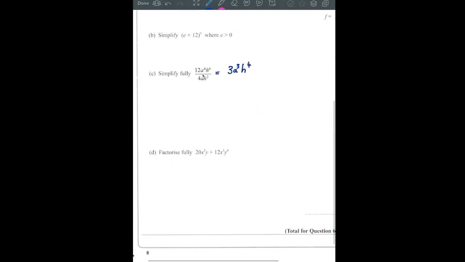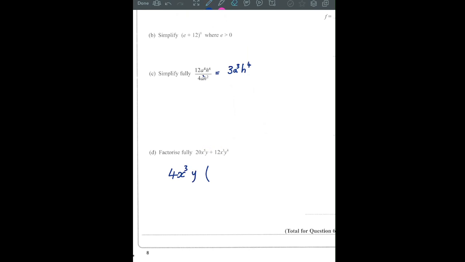Part D, factorise fully. Again, there's lots of different parts to this question, so let's do each one carefully in turn. Numbers first. Common to 20 and 12, the biggest number that goes into both of those is 4. Looking at the x's, I've got 5 here and I've got 3 here. In common, I have 3. Looking at the y's, I've only got a singular y here and a y to the 4 there, so the only thing in common is a singular y.